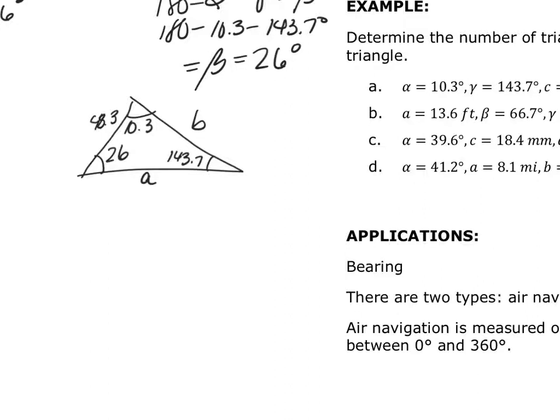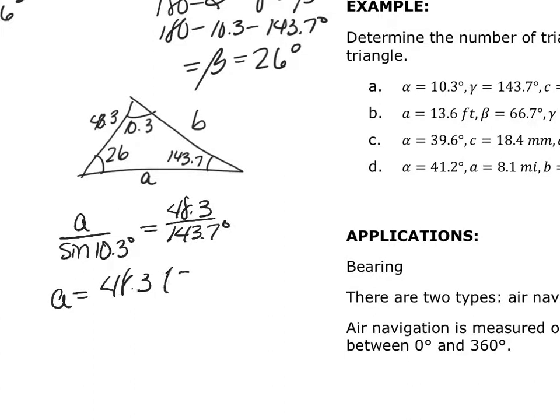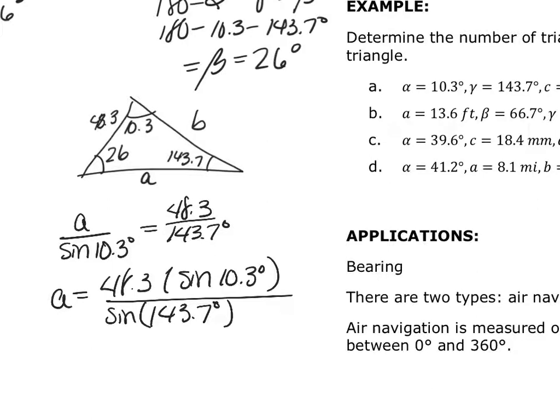Whatever I am chasing, whether it is the angle or the side, I always put it in the numerator. So I'm going to write this as A over the sine of 10.3 degrees is equal to 48.3 centimeters over the sine of 143.7 degrees. The only reason I'm doing that is so that I don't have to do that extra step of dividing. So I get A is equal to 48.3 times the sine of 10.3 degrees, divided by the sine of 143.7 degrees. Somebody with a calculator, tell me what you all get for A.